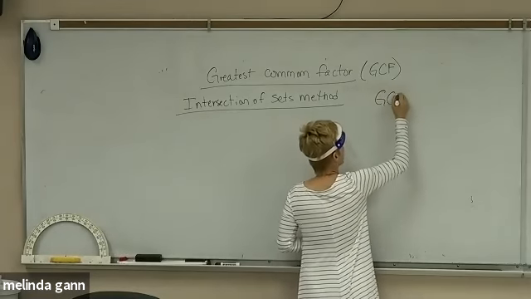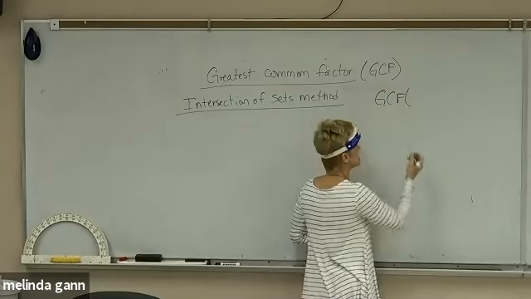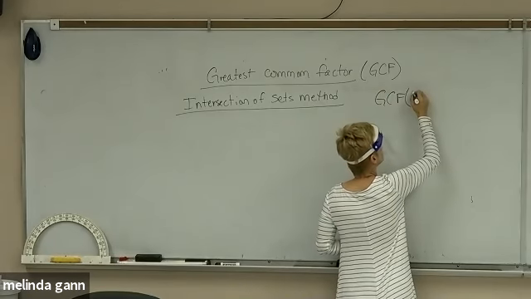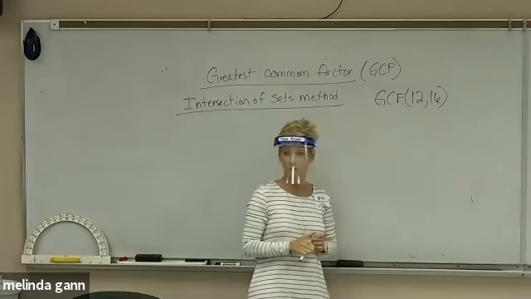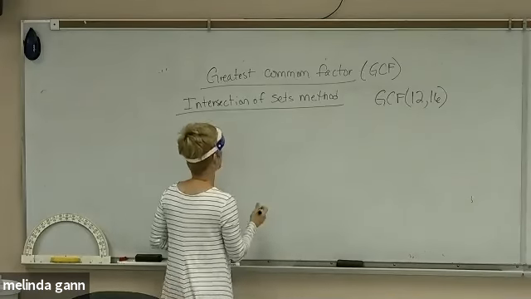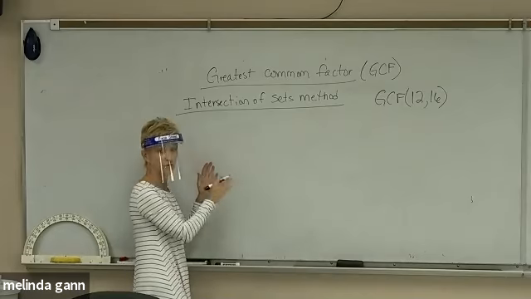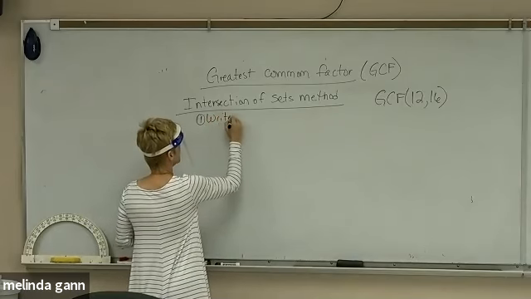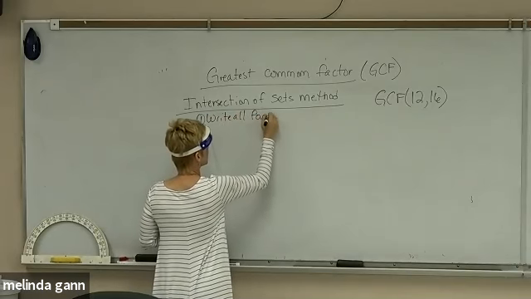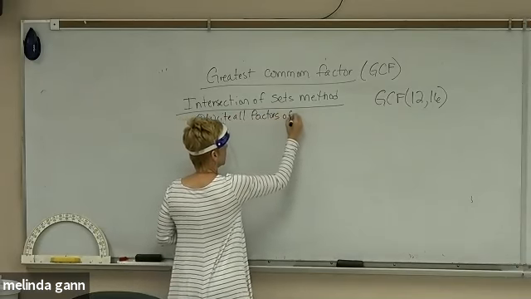the greatest common factor, say between 12 and 16, what I'm going to do is I'm going to write out all the factors of both. Okay? So I'm going to write all the factors of each one.